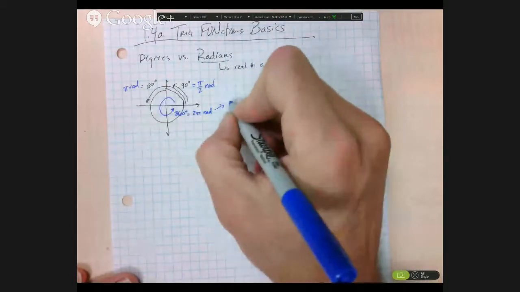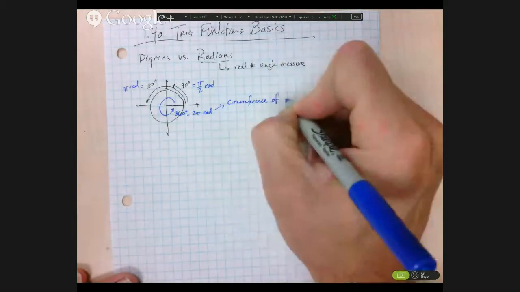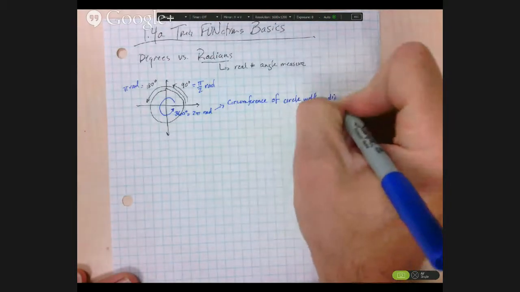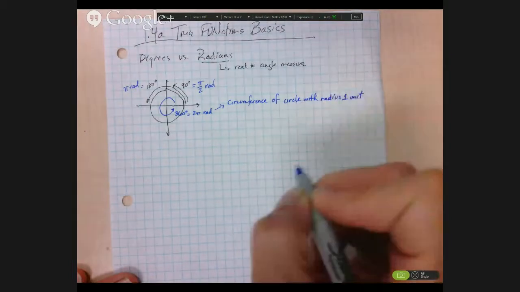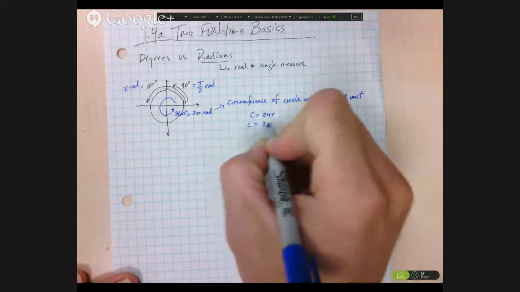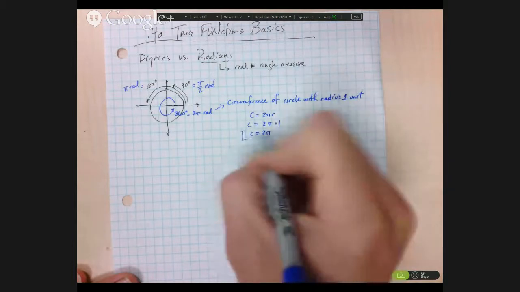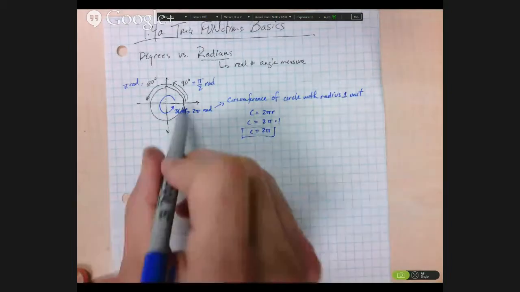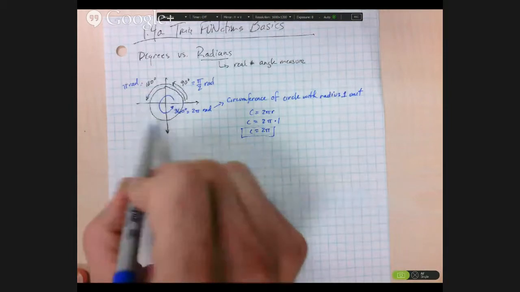This is the circumference of a circle with radius 1 unit. That is where we get radians from. Beware, we can revolve once and get 2 pi, revolve twice, 4 pi, 3 times, 6 pi.